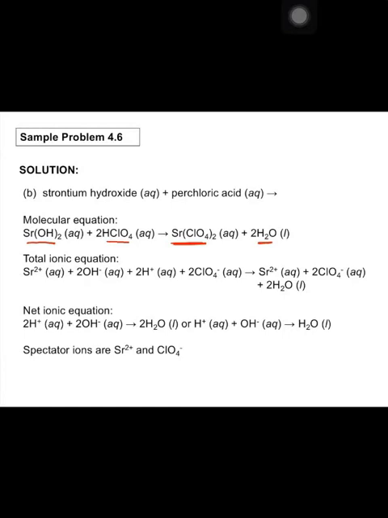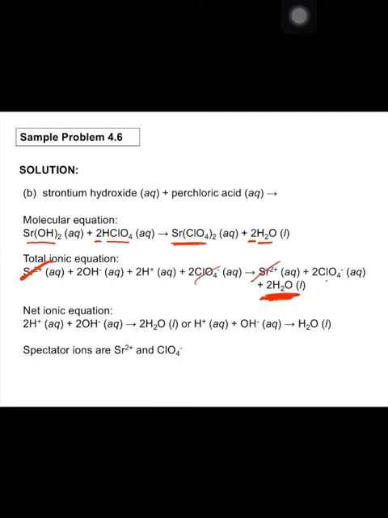Okay, and then by referring to the solubility table, kita tahu semuanya adalah in aqueous form kecuali water. Okay, and then kat depan ni pun due to kita buat inspection method. Okay, so this is the balanced molecular equation. And then in this case, kita pun pecahkan mana-mana yang dalam aqueous. So this is our complete total ionic equation. So semua pecah kecuali water. And then if you look at this, what are the spectator ion? Sr2+. Perchlorate.